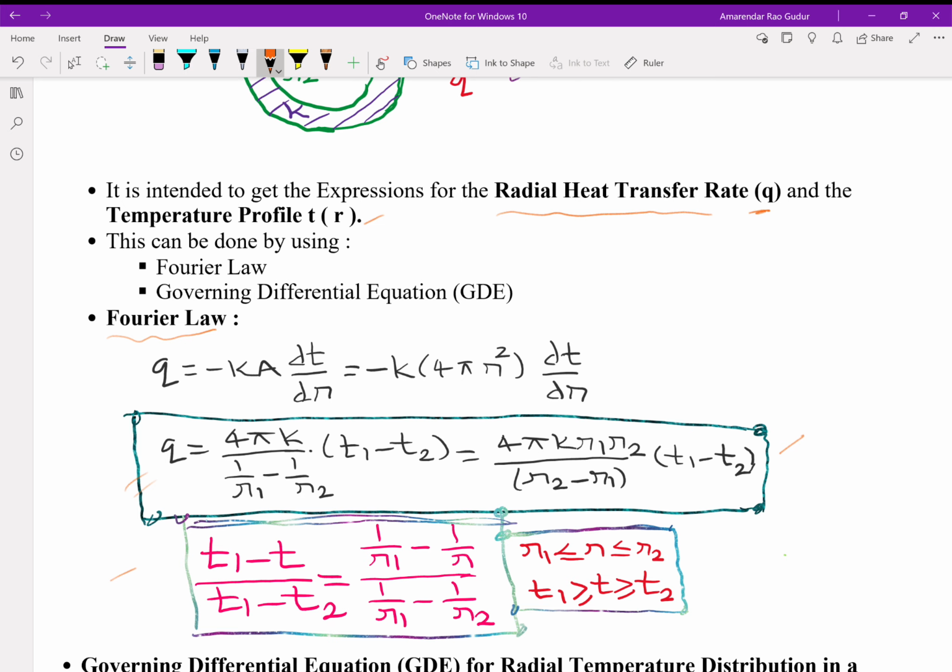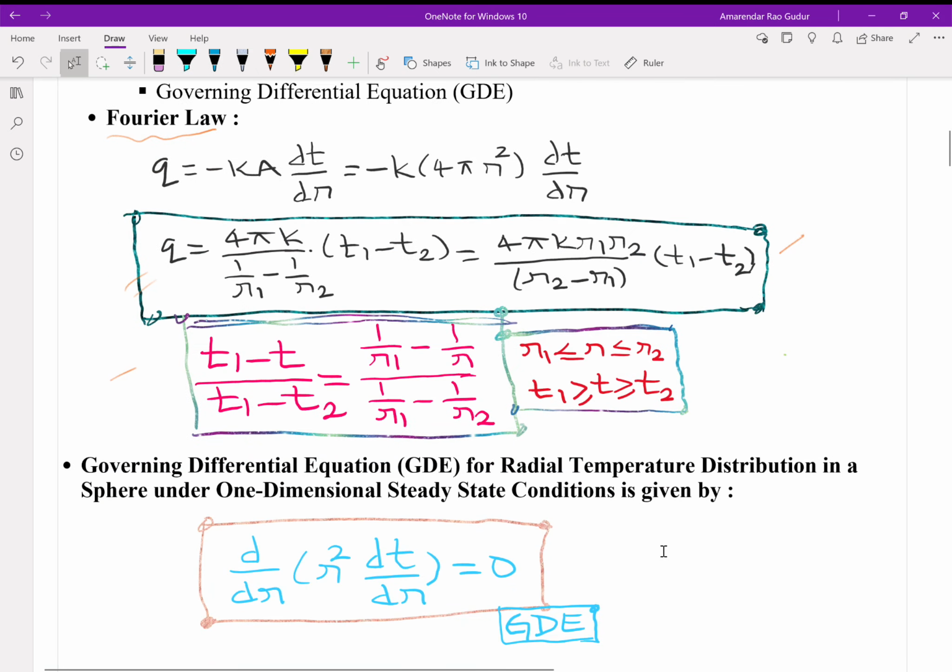And by following a slightly different procedure, we can establish the temperature variation inside the sphere as (T1 minus T) by (T1 minus T2) is equal to (1 by R1 minus 1 by R) upon (1 by R1 minus 1 by R2). And we may note that R is more than R1 and less than R2, and T is less than T1 and more than T2, which means that as R is increased, T is going to be decreased. The reason why we have a negative sign in the Fourier law.